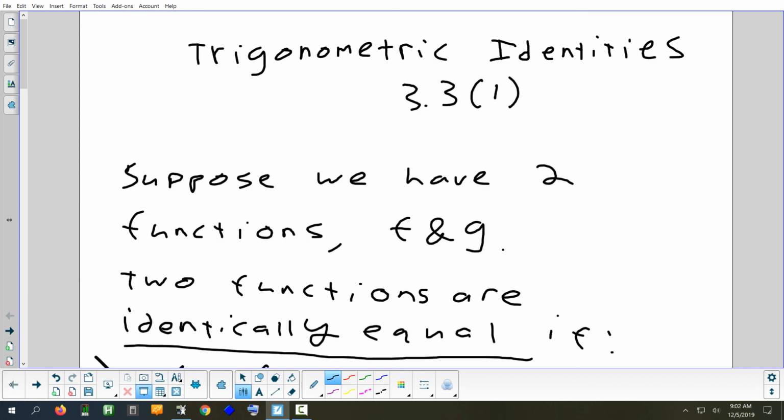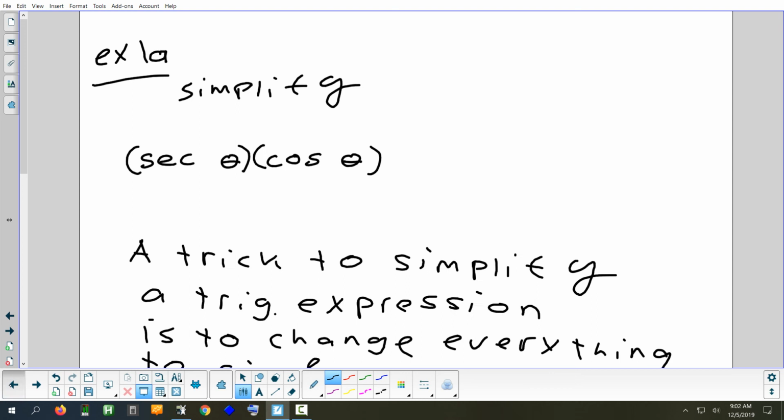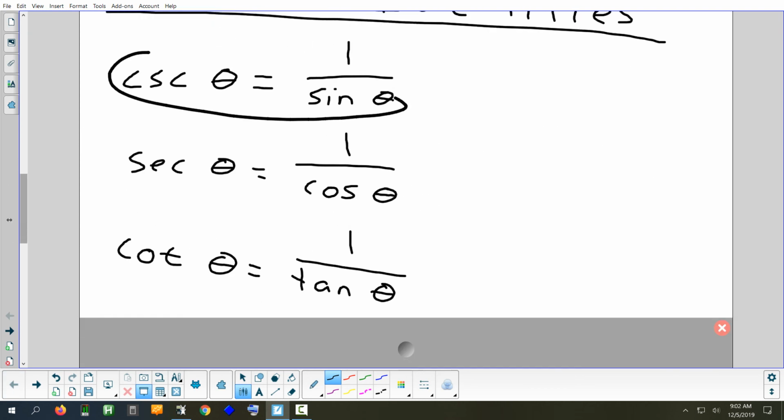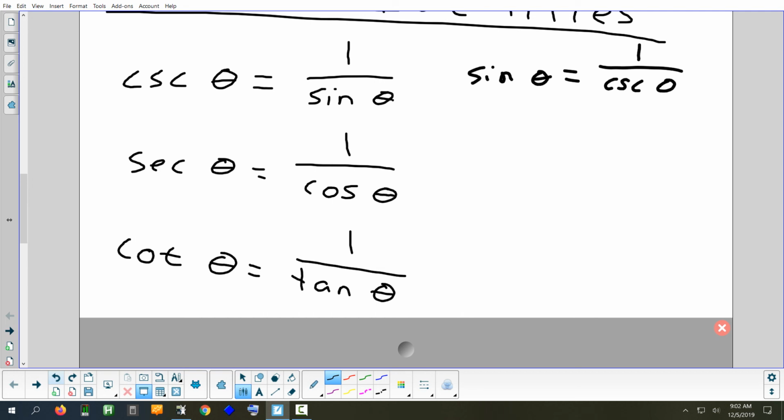Well, we can do the same thing right here. You can switch those 2 and get a different version of the same formula. So we could say that sine equals 1 over cosecant. And that is not a different formula. That's the same as the first one. It's just moved around a little bit.